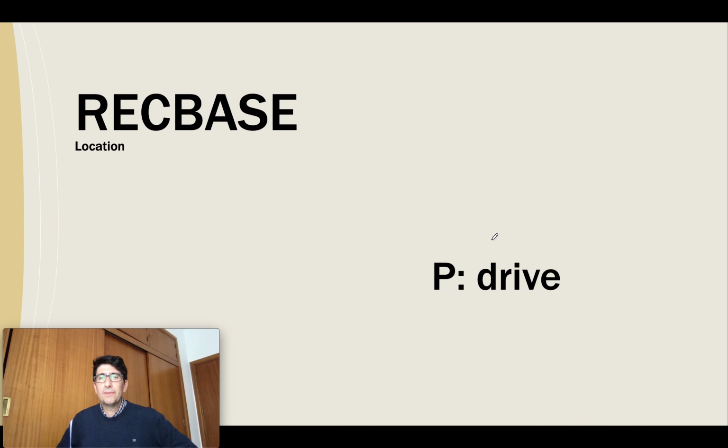It's in the P drive, and actually it's nice that you know that it's in our internal P drive, but if you need any data set, if you need any extract from the data, you just tell me. That's what I'm here for.